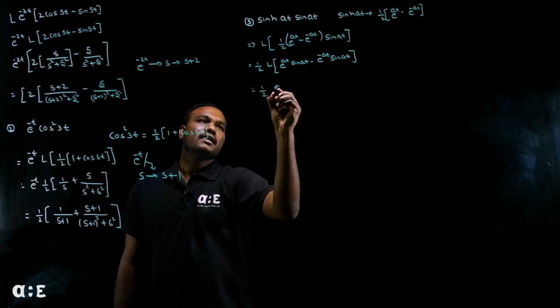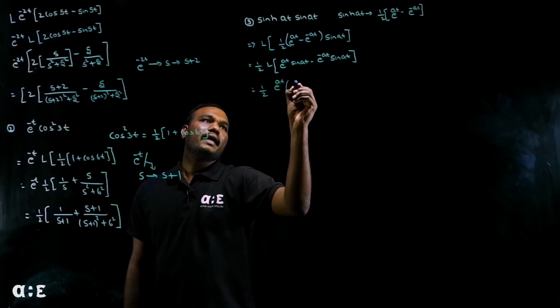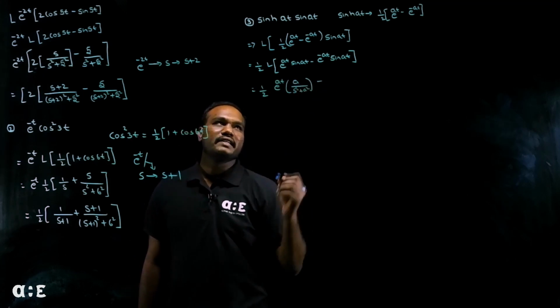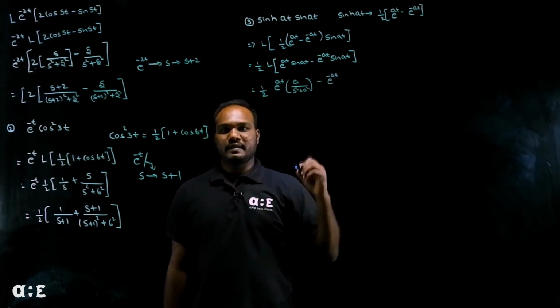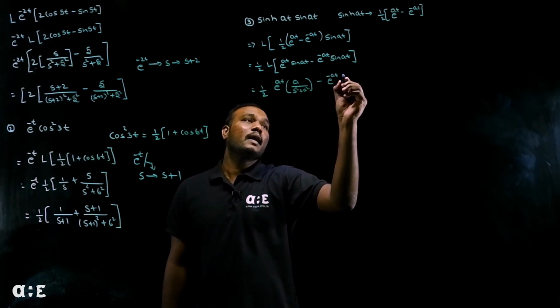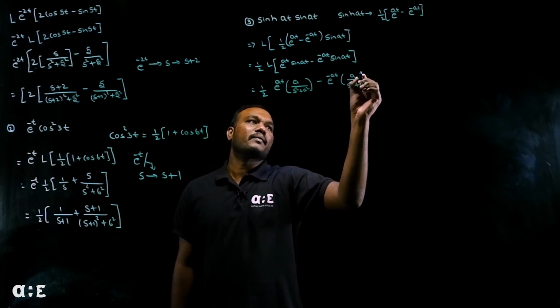Laplace of e power at is that we need to take it out, and Laplace of sin at is what? a upon s square plus a square, isn't it? Minus, again e power minus at will keep it as it is, and we'll take the Laplace of sin at, that is trigonometric function. Sin at Laplace is again a upon s square plus a square, right?